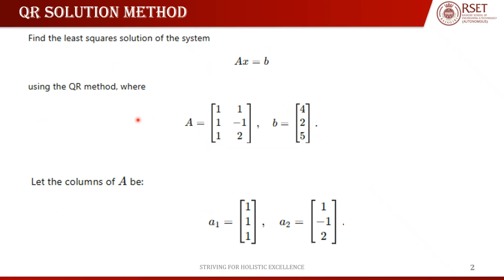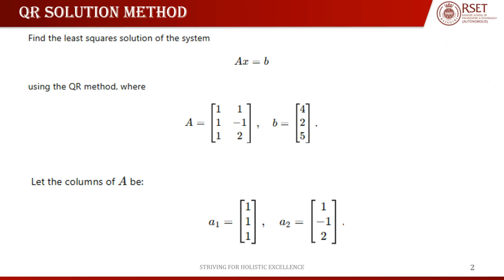Now, coming to the first question, we are asked to find the least square solution of the system Ax = b using the QR method. You are given your A and also your b. The first step of this method is to choose the first column as a1. The first column of A is named a1 and the second column of A is named a2.